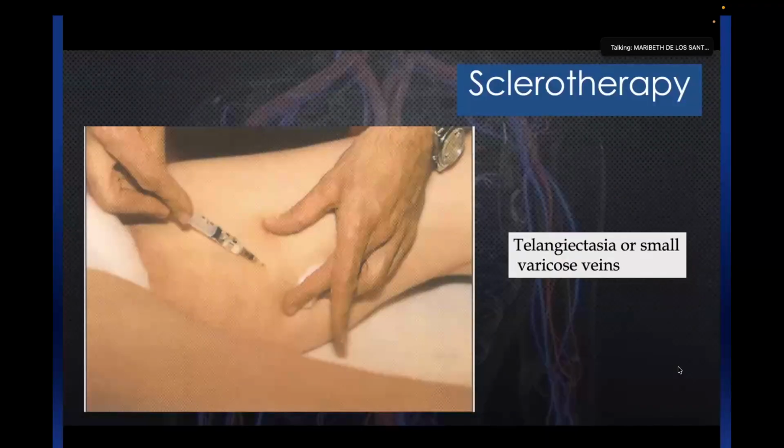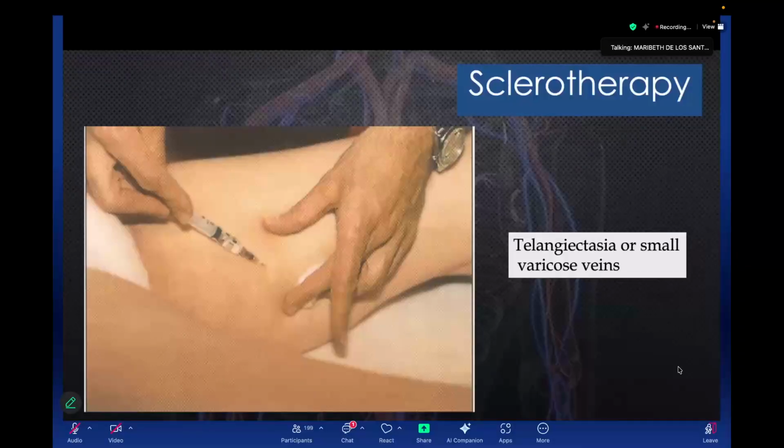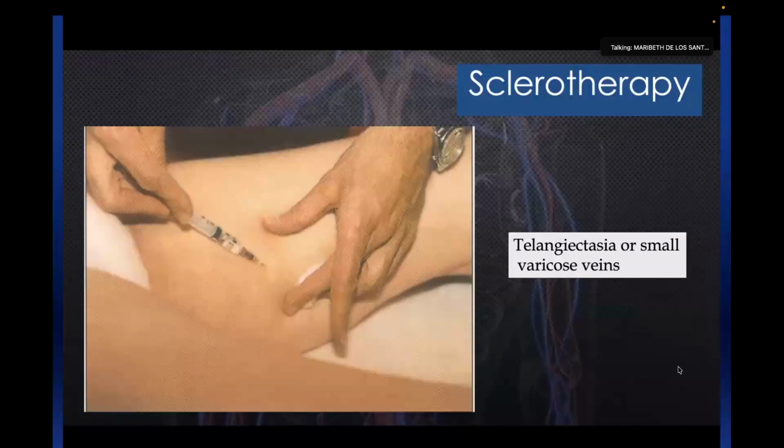Sclerotherapy is another mode of therapy for telangiectasia. We inject a sclerosant, usually alcohol, just to cause irritation of the vein walls. With irritation of the vein walls, there will be closure of the vein walls. So you have no more telangiectasia.